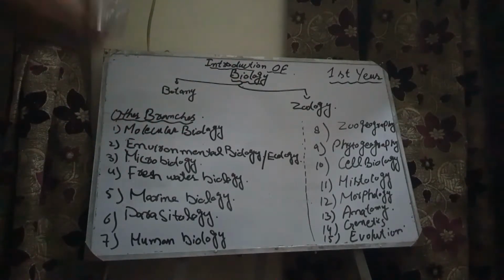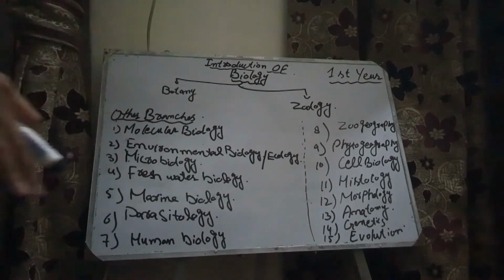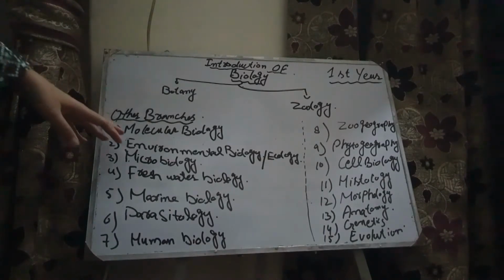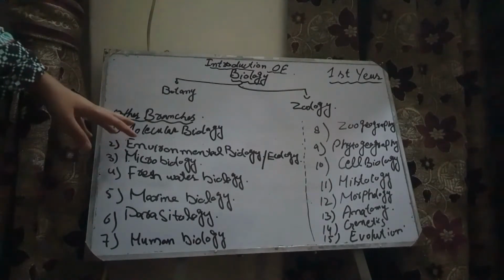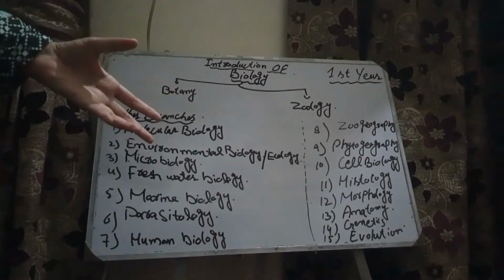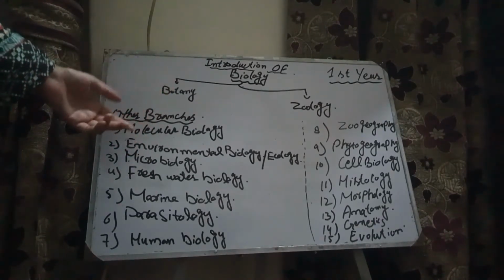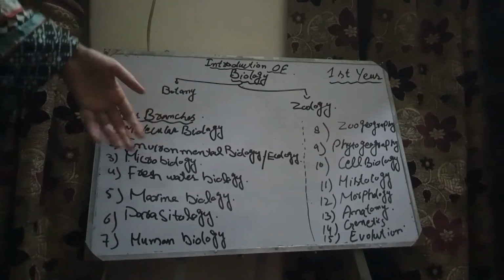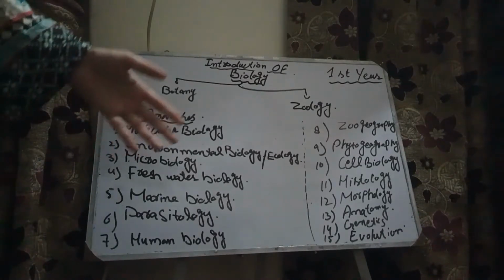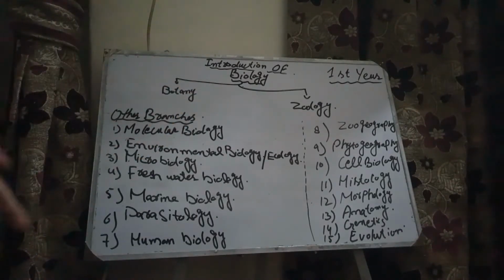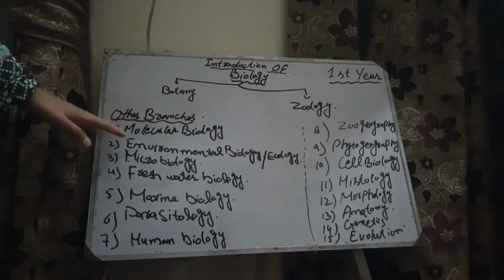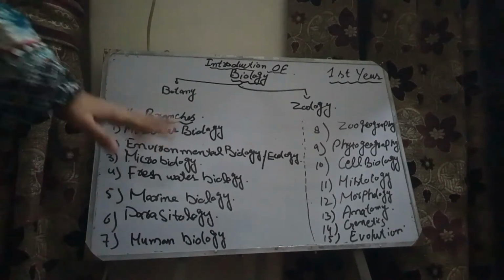First one is molecular biology. Molecular biology is basically the branch of biology which deals with the structure of organisms, the cell and their organelles at molecular level. Basically it means what is the composition, whether they are made up of micromolecules, macromolecules, water, carbon dioxide, carbohydrates, starch, glucose. So it is the study of organisms at molecular level.